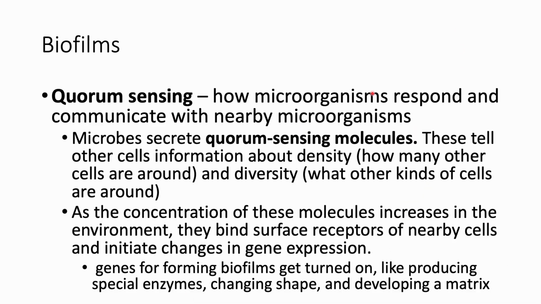When bacteria want to form a biofilm, they will turn on those genes in their genome to start forming that biofilm and secreting quorum-sensing molecules. So these are the molecules that microorganisms have to secrete in order to respond and communicate with other microbes that are around. Quorum-sensing molecules in the environment tell microbes about the density, so how many other microbial cells are around, and the diversity, what other types of microbial cells are around. And this lets the bacteria know, hey, do I want to make a biofilm with you guys or not?